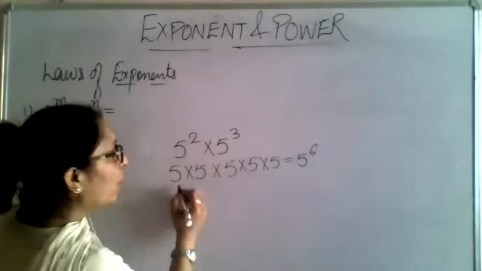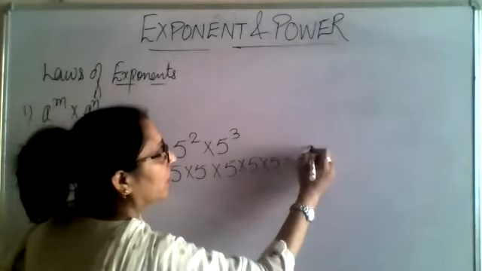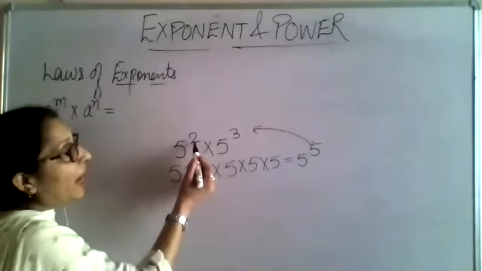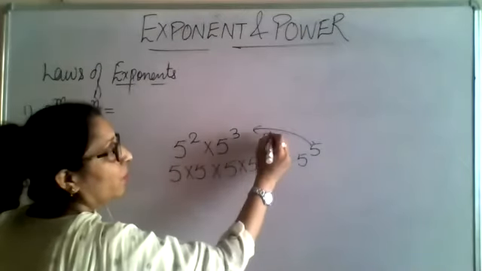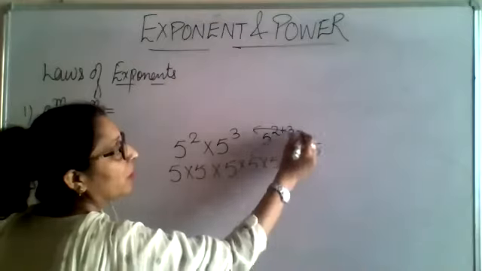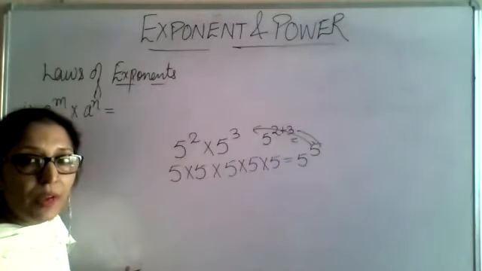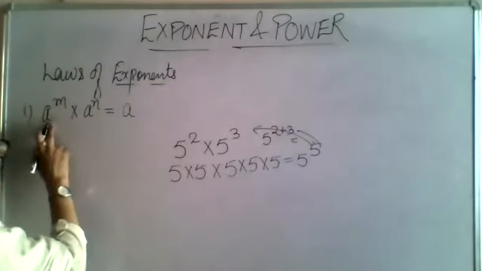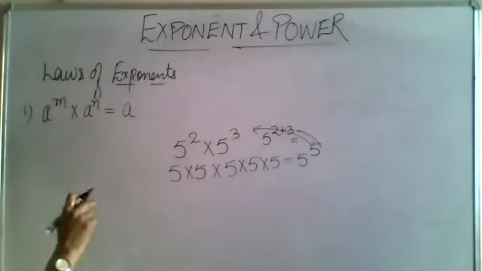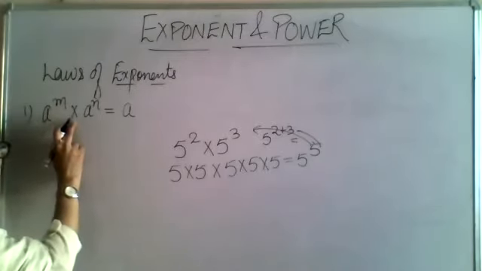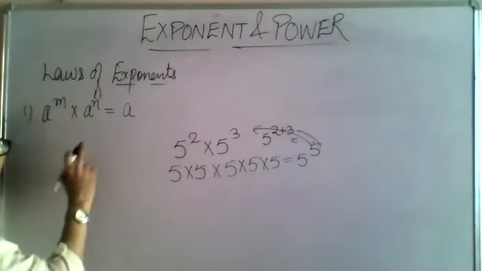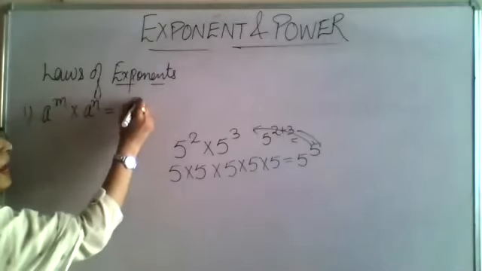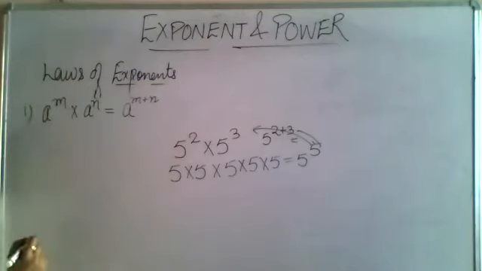Can you find a relation between 2, 3 and 5? Oh yes, when you add these powers, it will come 5 raised to power 5. So what are you observing from here? If bases are the same, powers are different, and there is a multiply sign, the laws are applicable only in multiply and divide. So the powers will be added: m plus n.